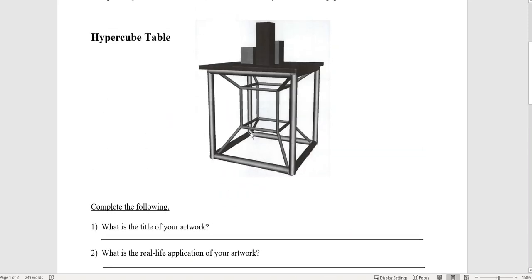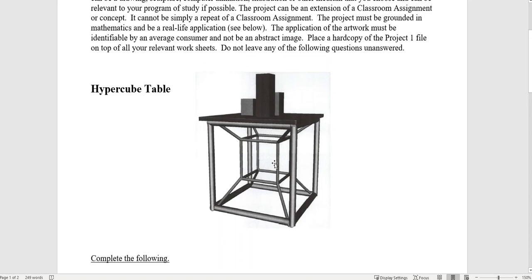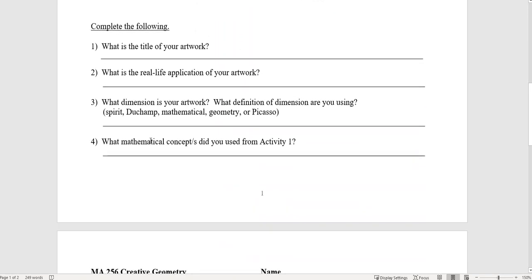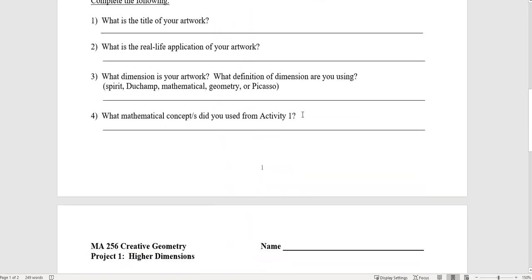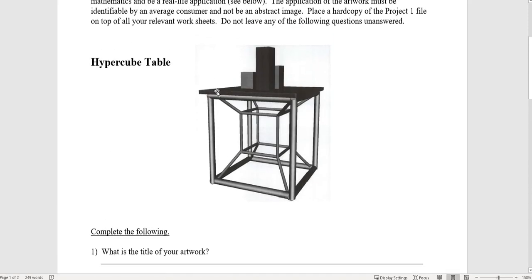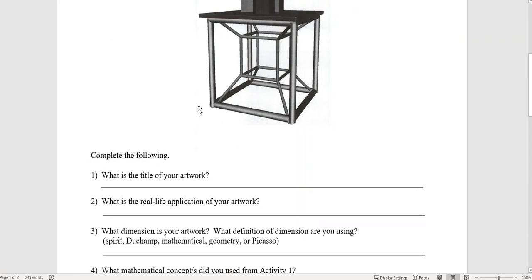What dimension is your artwork? Well, we would say it's a 4-dimensional table, right? Because again, the base of the table is a hypercube. And what mathematical concept did you use from activity 1? Again, we used the mathematical concept of a 4th-dimensional object because this thing contains 16 vertices, and we know through math induction that that's what a 4th-dimensional object would have.